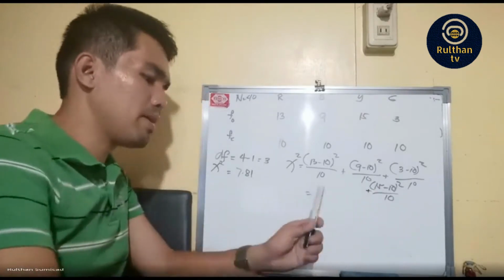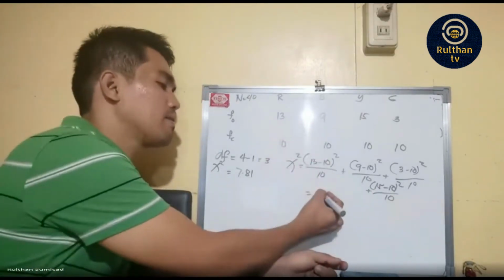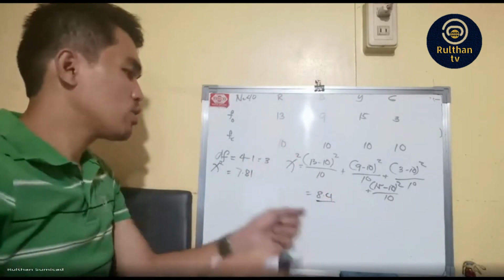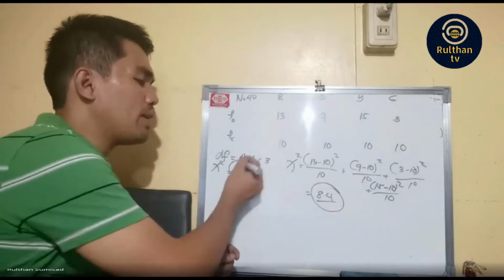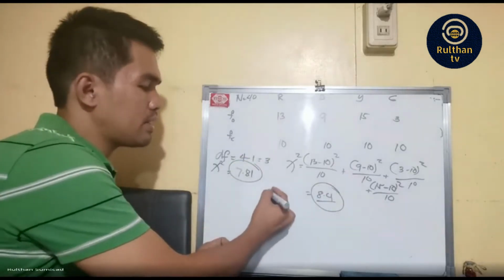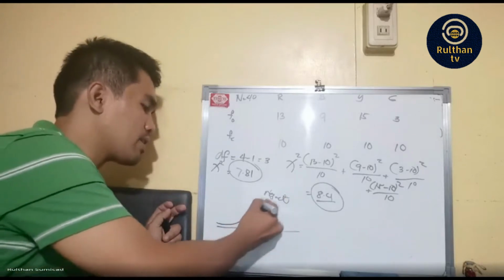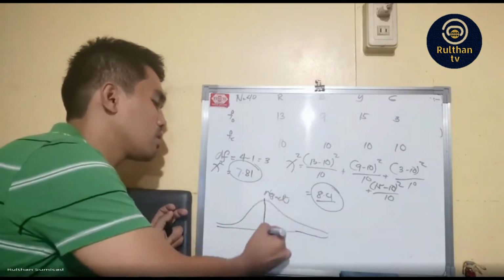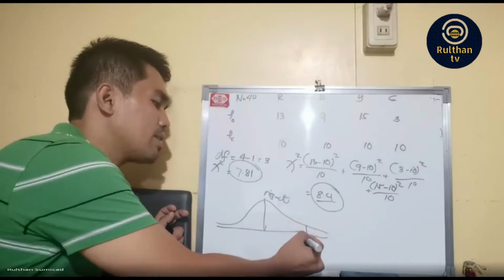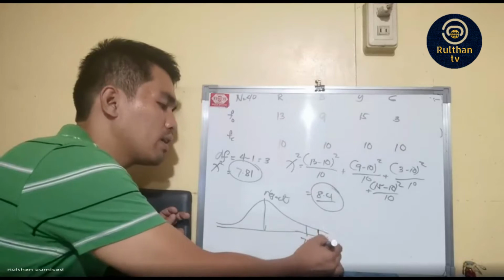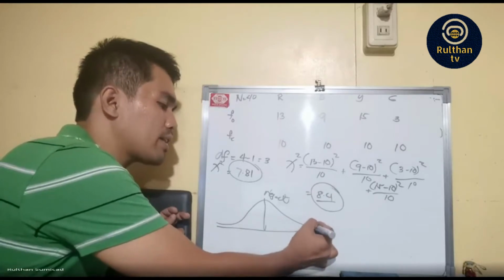So our answer is 84.4. This is the computed value. Comparing this one and this one, our decision is to reject. If we look at the distribution, it's like this. This is 7.81, and 84.4 is here, so it landed in the rejection region.